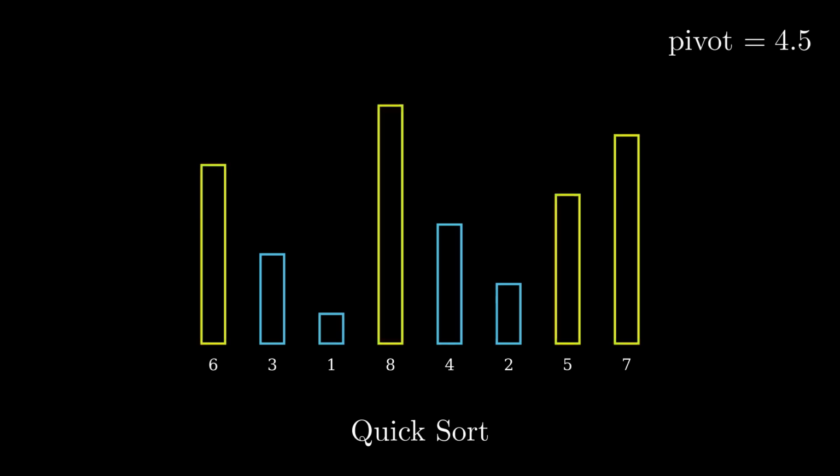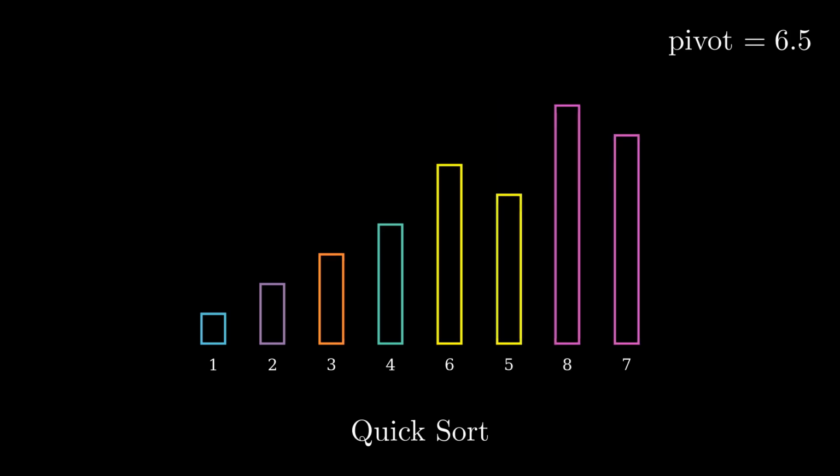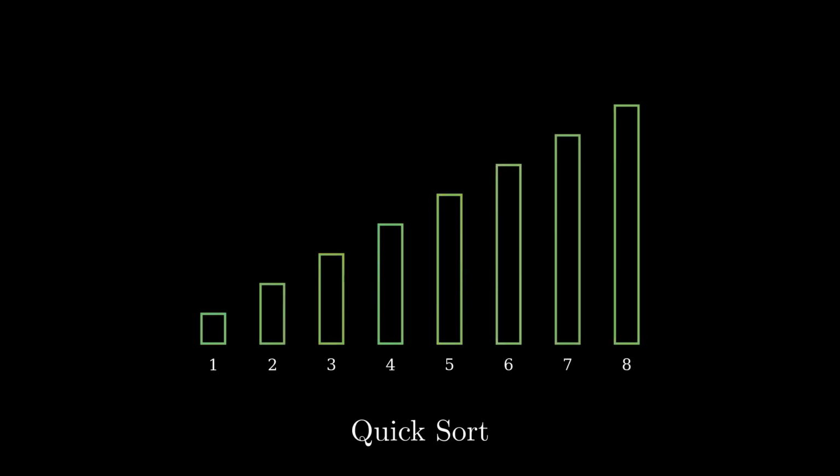Choose some arbitrary pivot element P. Then create lists L, R, and E, corresponding to left, right, and equal respectively. Iterate over each element X in the list. If X is less than P, add it to L. Else, if X is greater than P, add it to R. Otherwise, just add it to E. Recursively quicksort the left and right arrays, and then concatenate L plus E plus R.